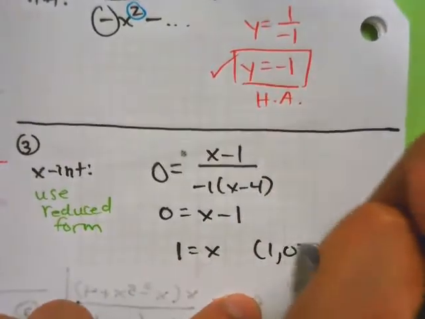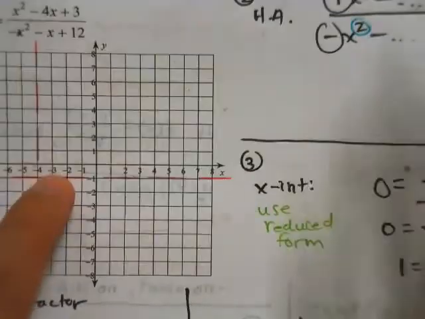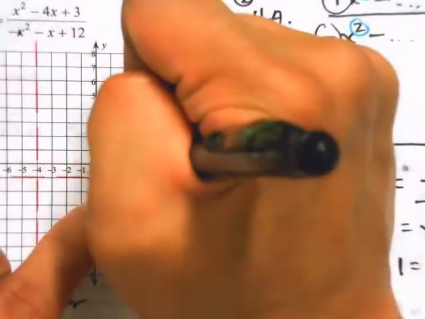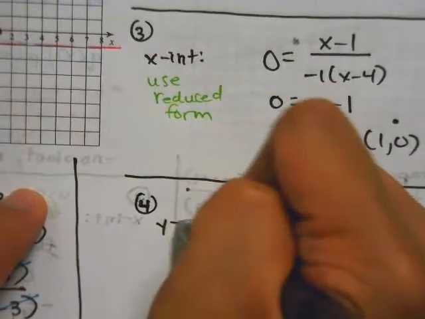So at 1 comma 0, it's going to pass that. Okay, I'm just checking to make sure that's not a hole. It's not a hole. Good. So I'm just already going to graph 1 comma 0 over here. Okay. And then afterwards, let's do our y-intercept.